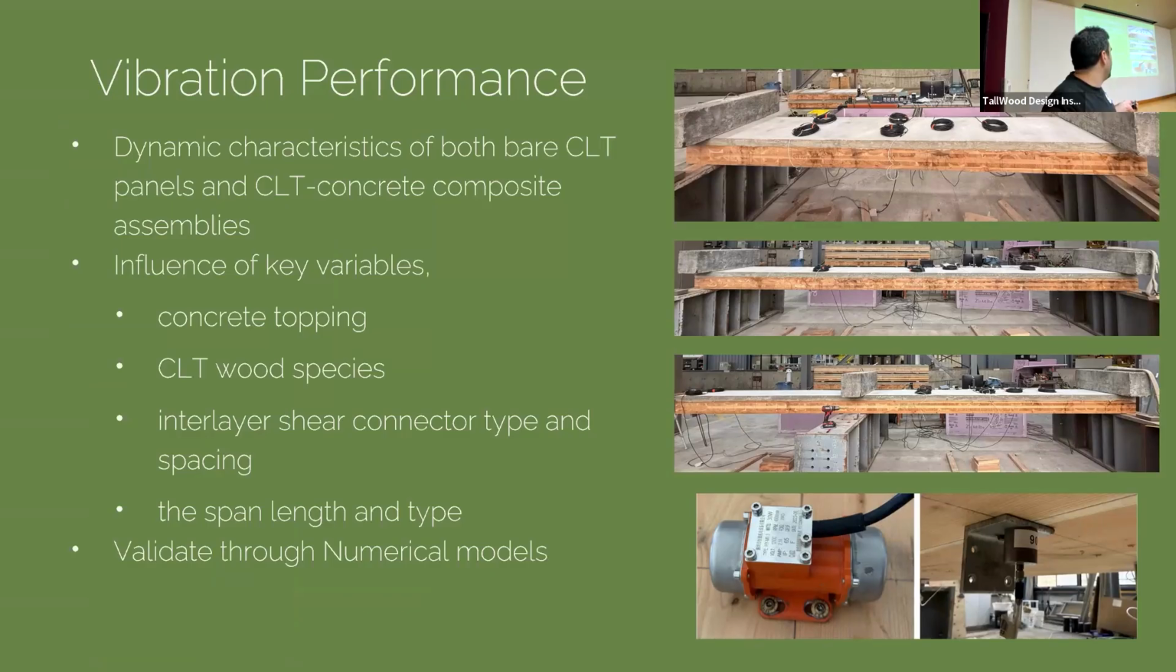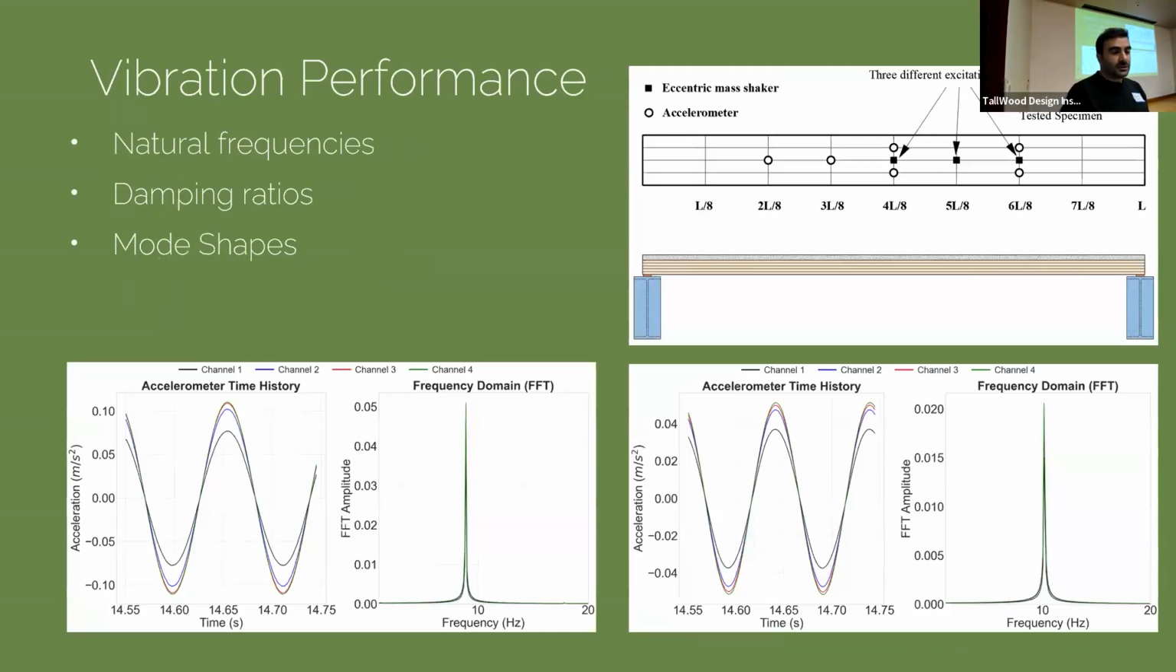We used an eccentric mass shaker as the excitation source. We used accelerometers; in total, we have 6 accelerometers. And we did some dynamic analysis. We also validate our test results with some numerical models, like the gamma method and some Abaqus results. At the end, we find the natural frequencies, the damping ratios, and the mode shapes.